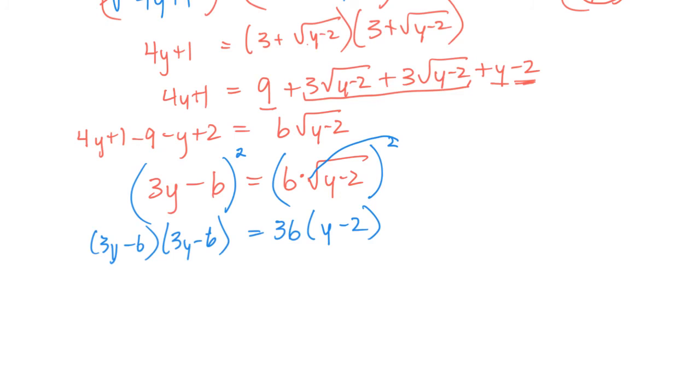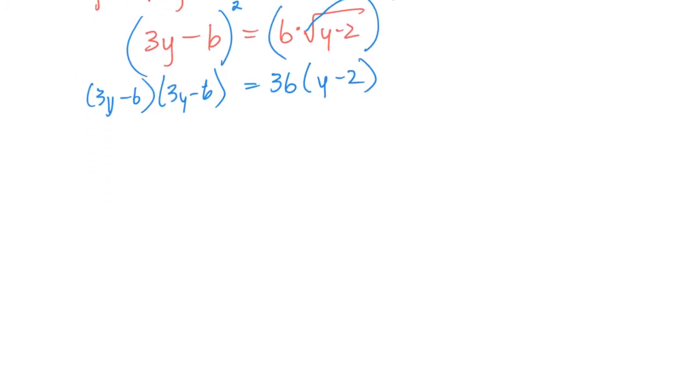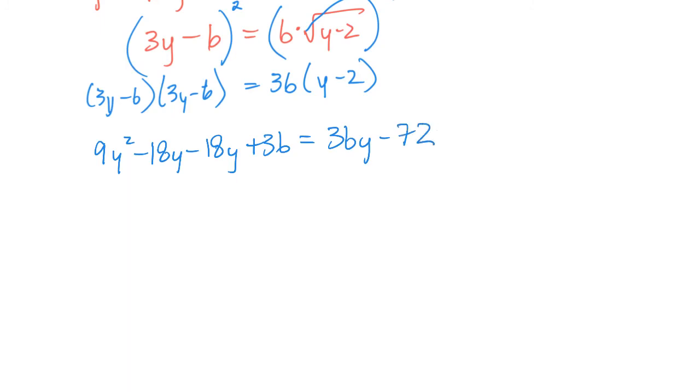Okay, more paper. FOIL the left side: 9y squared minus 18y minus another 18y plus 36. Distribute on the right side: 36y minus 72. Look, no radicals. I've got a quadratic, so let's bring everything to the left side.